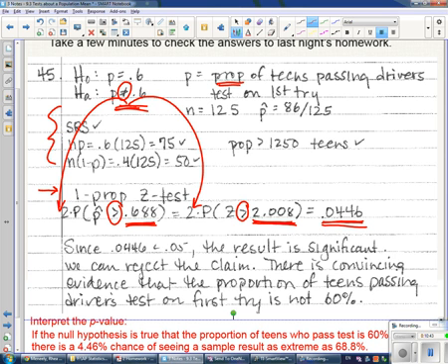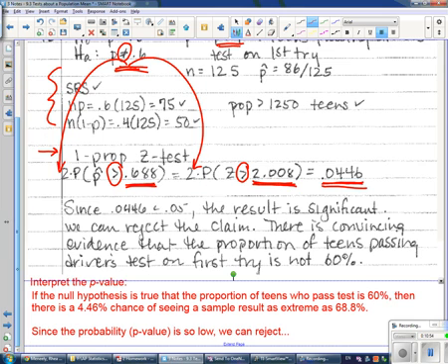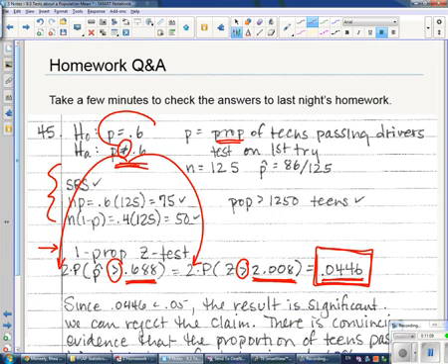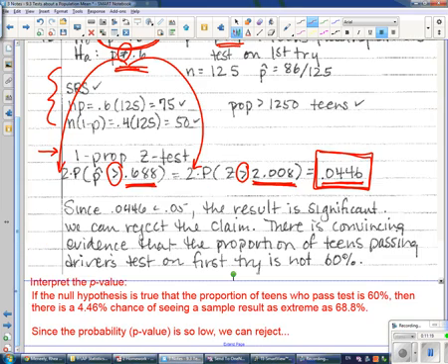Now, you may be asked to interpret the p-value, and I hope you're listening carefully, because you will be asked to interpret the p-value, and it is something that you need to do in words. So if I ask you to interpret the p-value, I am asking you to interpret the probability. What does this number mean? What is that 4.46%? Think about how we computed it. We computed it when we assumed that the null hypothesis is true. So we assumed that the proportion of teens who pass the driving test on the first try is 60%. That would be the mean of the distribution that I used to compute this probability.